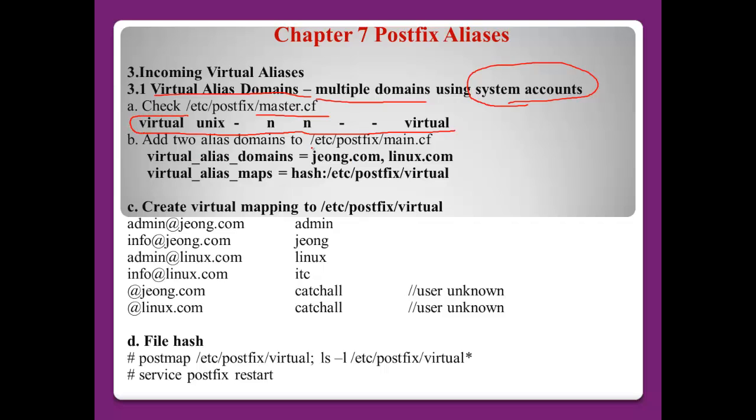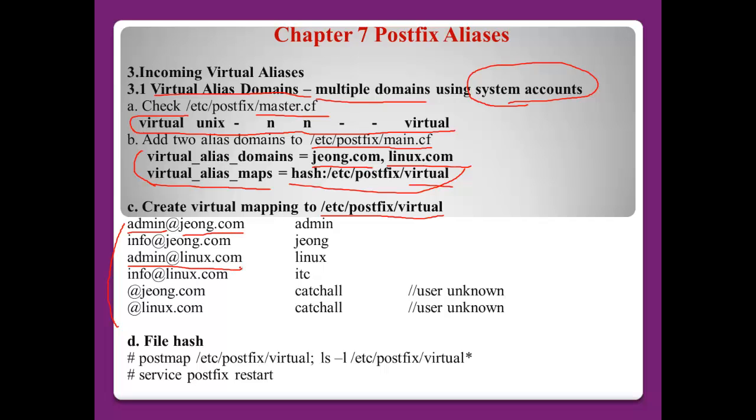After that, in the Postfix main.cf file, we have to configure two lines, virtual_alias_domains. In my case, the main domain, which we call the credential domain, is chal.com, and the virtual alias domains will be junk.com and linux.com. After that, virtual_alias_maps. Here I will create this file, virtual. In /etc/postfix/virtual, I will configure like this. First one, admin here, and admin. The username is the same, but the domain is different.